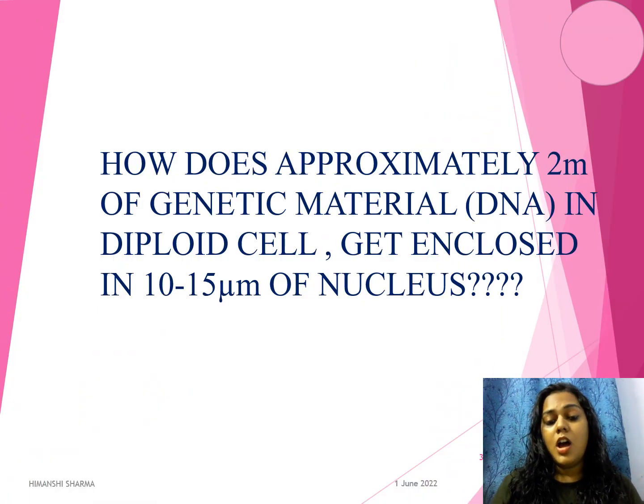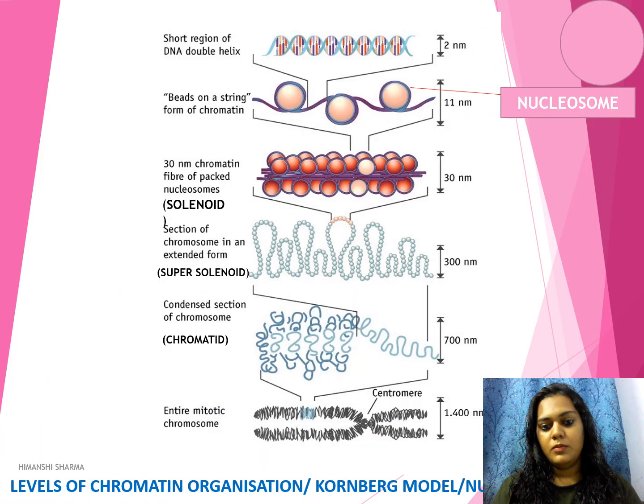Now the question is, how does approximately 2 meters of genetic material, that is DNA, in a diploid cell get enclosed in a 10 to 15 micrometer nucleus? The answer is chromatin organization. You can see here this is double helix DNA, with a diameter of 2 nanometers, which gets wrapped around histone protein and forms a nucleosome. Then the more compact form is the solenoid, then the supersolenoid is formed, and then the chromatid, and then chromosomes.